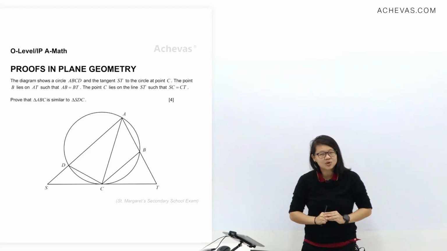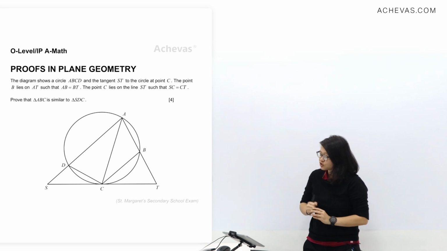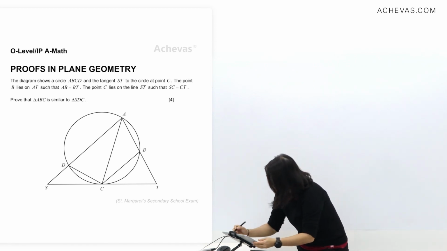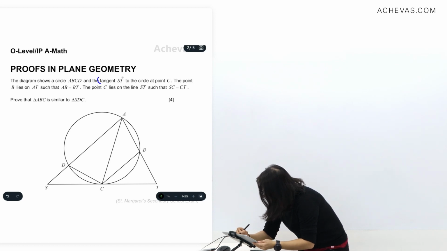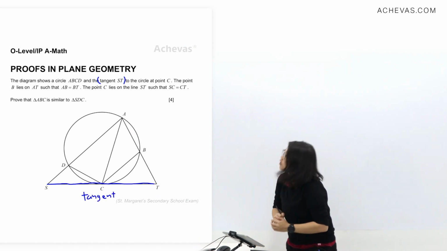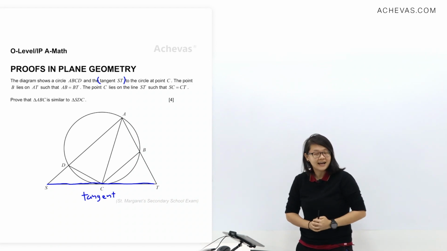Let's take a look at another question on proofs in plane geometry from St. Margaret. The diagram shows the circle ABCD and the tangent ST to the circle at point C. Let's put this information in. We have tangent ST, which is this line over here. If you notice, we do not have a radius or diameter or center of the circle, meaning I won't put 90 degrees in, and keep in mind that there is a high chance we are going to apply the alternate segment theorem.